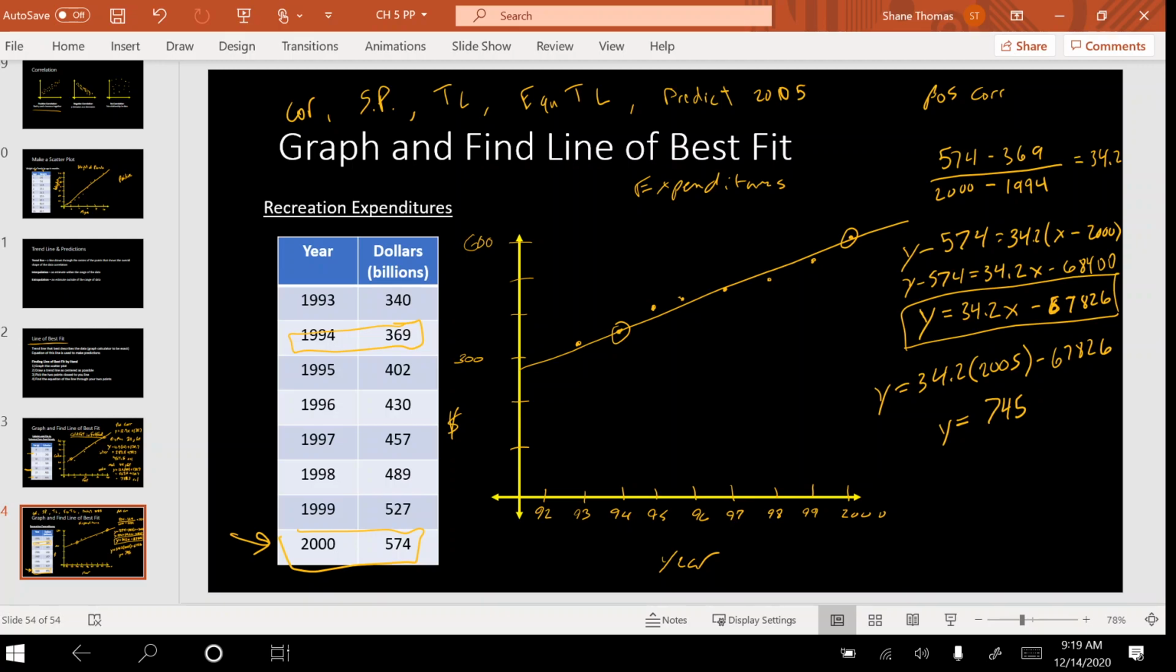Based on my chart, does that sound about reasonable? Yeah, it's going up about $100 billion every 3 or 4 years, right? All right, I think that sounds reasonable.